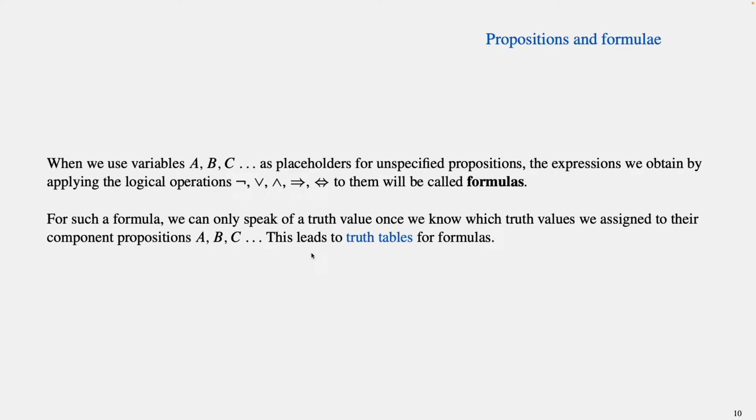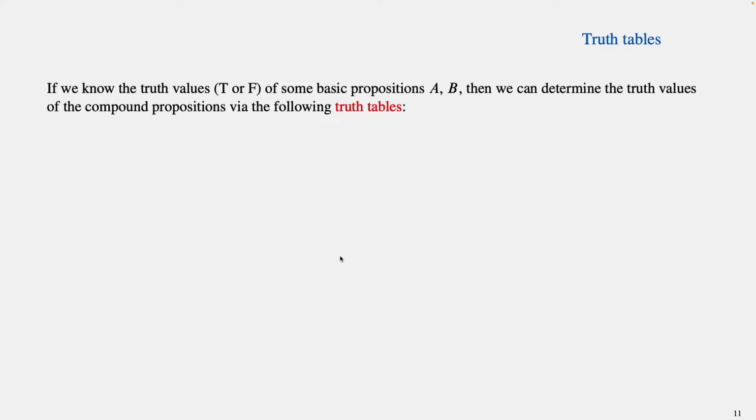And this leads us to truth tables for formulas, where we cover all possibilities of what truth values we can plug in for the placeholders. If we know the truth values, which are T or F, for true or false, of some of the basic propositions, then we can determine the truth values of the compound propositions via the following truth tables.